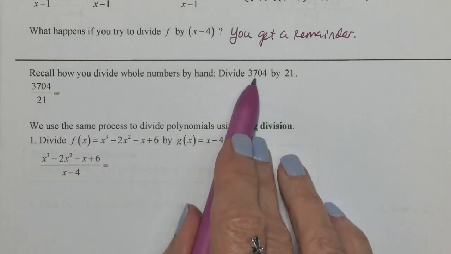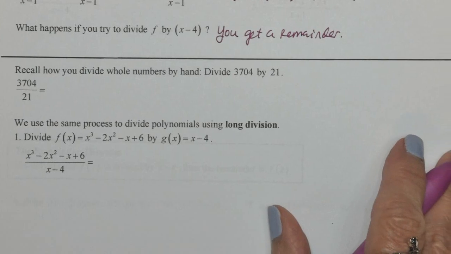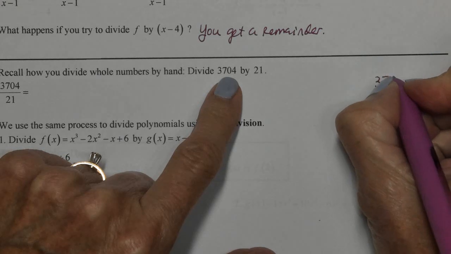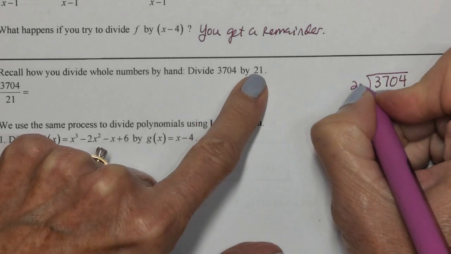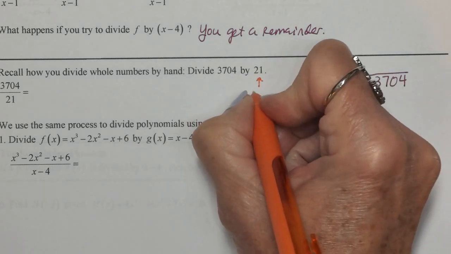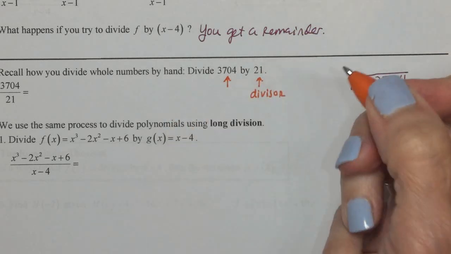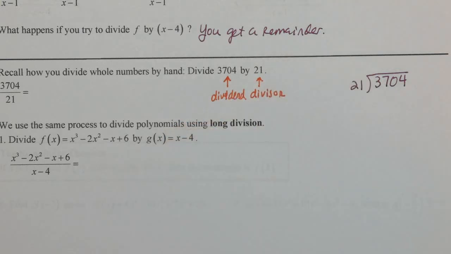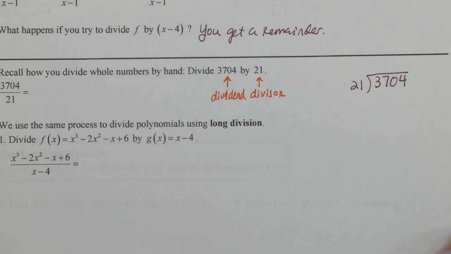Okay, so division. Let's recall how we divided just whole numbers by hand, no calculator. Okay, let's divide 3,704 by 21. I'm going to come off the side and do this. Okay, by the way, 21 is called the divisor. The big number, the first one, is called the dividend. The dividend and the divisor, FYI. All right, so let's see. When we divided this by hand, what did we do?